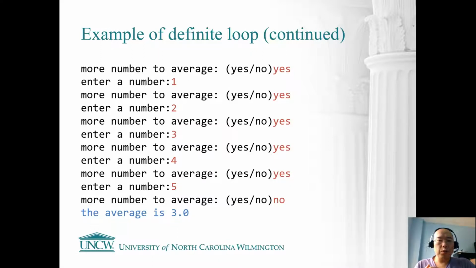So why is this example an indefinite loop? Because we don't ask the user beforehand how many numbers there are, right? We just ask for a number and then ask the user, do you have more numbers? And then we ask for another number, and then we ask the question again, do you have more numbers, yes or no? As long as the user says yes, I'm going to ask for more numbers, and if the user gives me a no, this means that's it, and I want to produce the average.